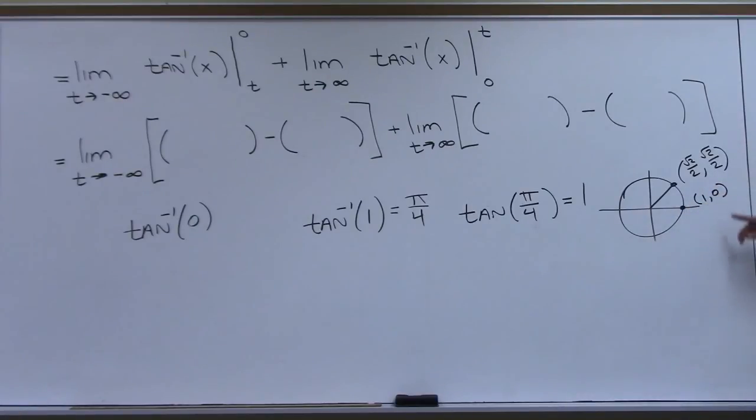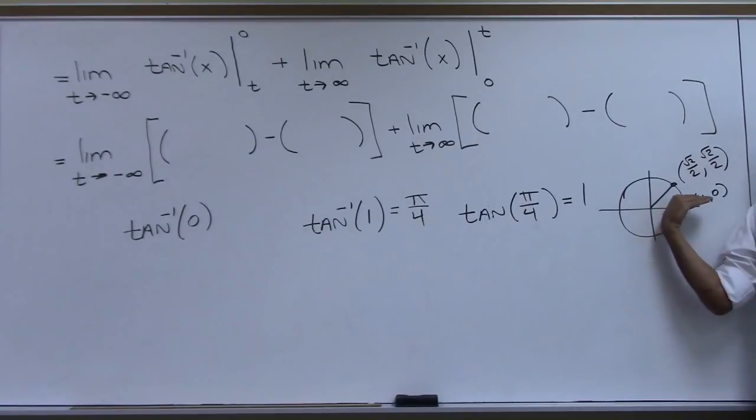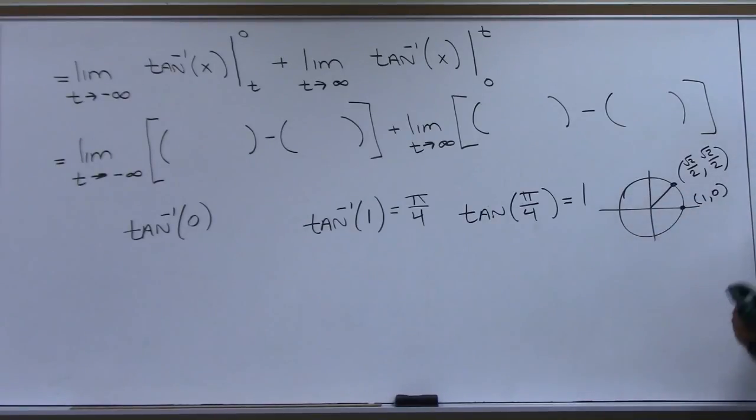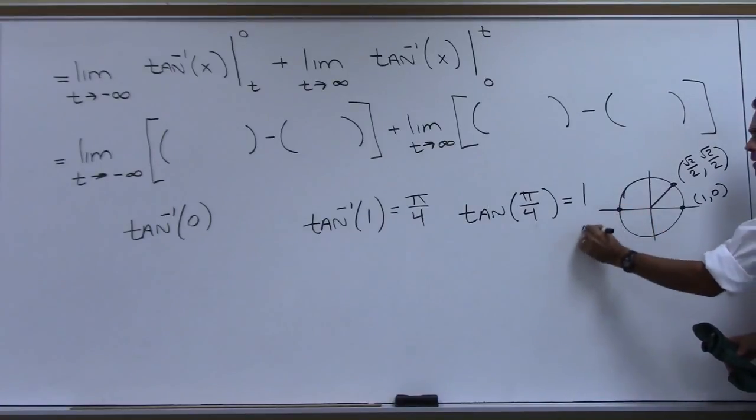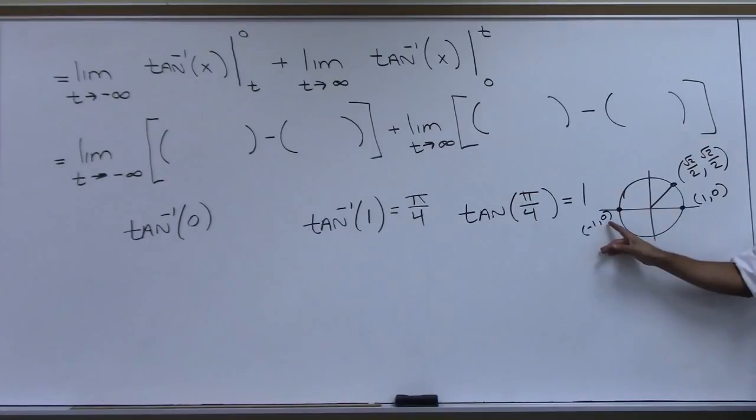Here, y over x, 0 over 1 is 0, right? So at angle 0, you would get a 0 to come out of tangent, right? Now I heard someone say pi. Could it also be pi? 0 over negative 1, though, is what? Still 0, but it's not pi. Why?